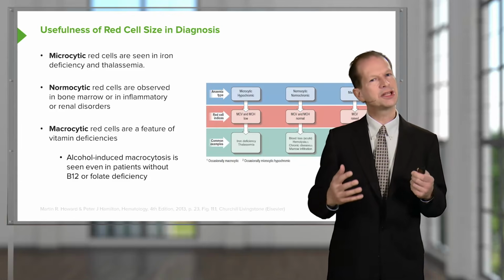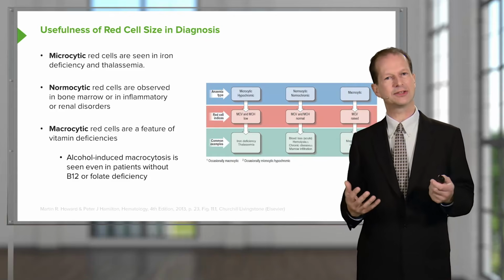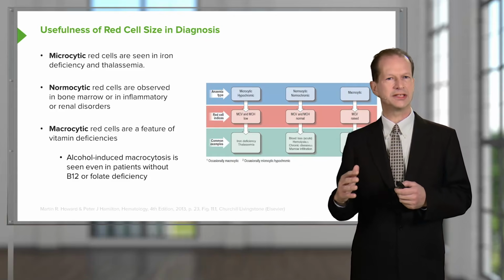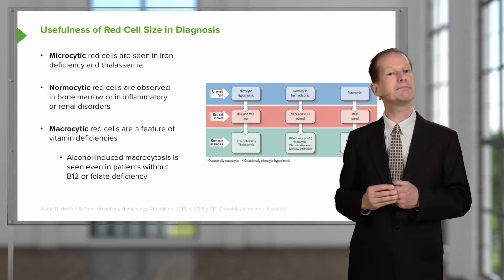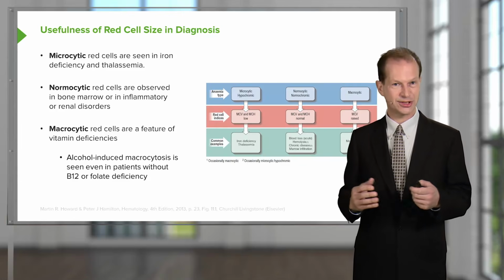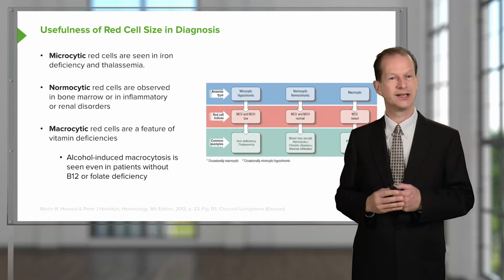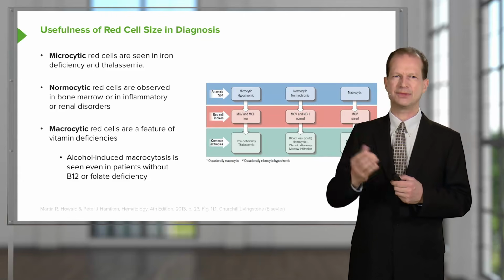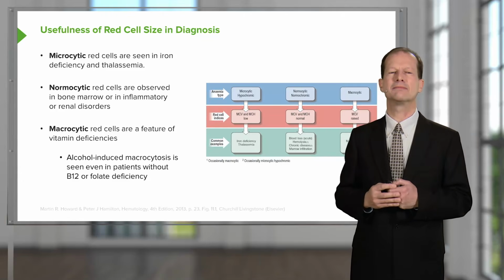I should also mention hemolysis here, hemolytic disorders where red cells are being destroyed. They're normally normocytic, but they can be occasionally macrocytic because young red cells, reticulocytes, are slightly larger than red cells, and they may just push the MCV up just a little into the macrocytic range.